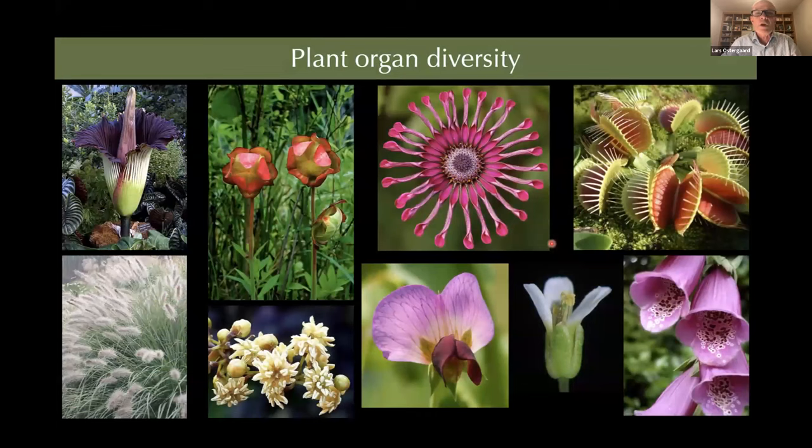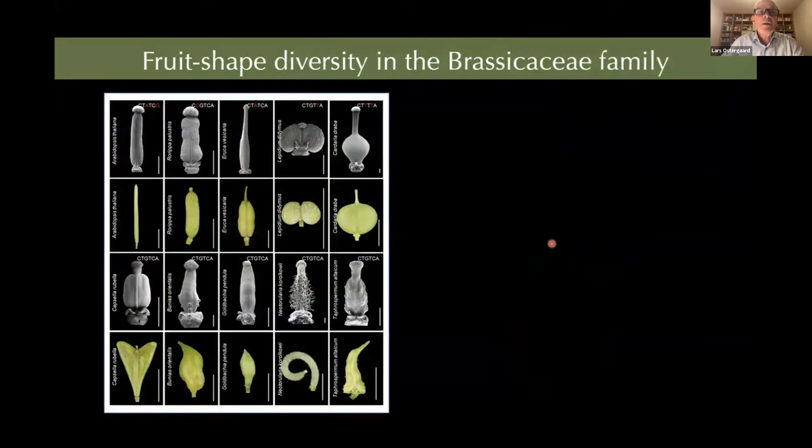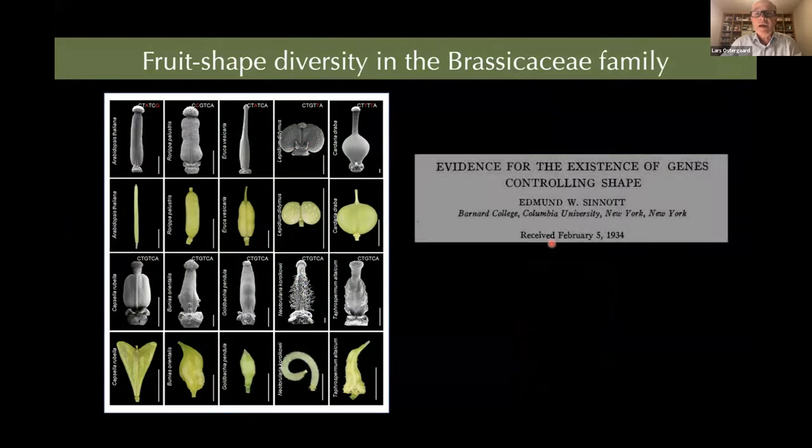And this explosion in diversity during evolution is what Darwin named the abominable mystery, as he didn't think it fitted with his theories on evolution. Within the Brassicaceae family that we have been studying, there's fantastic diversity in fruit shape. And we're not the first ones to be interested in diversity of fruit shape and how fruit shape is controlled.